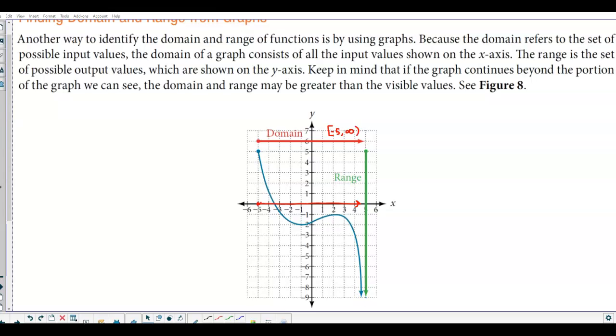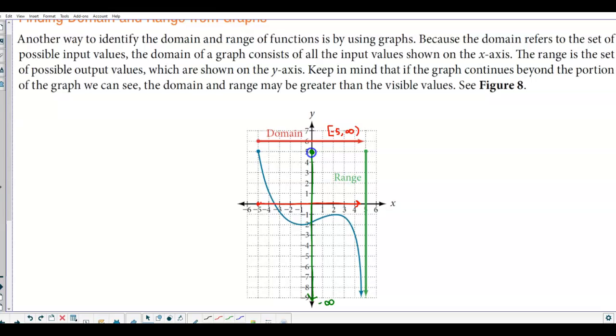Now for the range, we want to look at all the possible output values which are on the y-axis. So again, on the graph, we're looking at the y-axis now. And so where do we see? Well, we see that it stops at 5. So we have a closed dot at 5. But the arrow continues downward. So it's not anything above the 5. So it's going downward towards this direction, going towards -infinity.